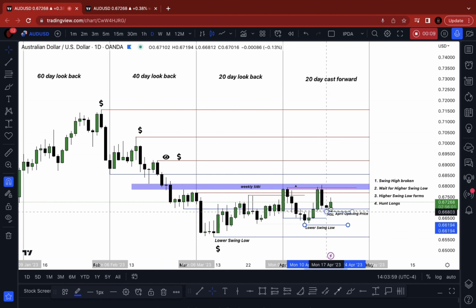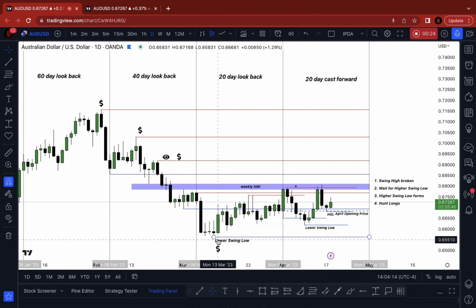As we can see, we have a higher swing low formation. So today takes out the previous daily high, doesn't take out the low, so it confirms this swing low formation. There's a higher low on the left and a higher low on the right. This is why it is a swing low. It is higher than this one here, and it's also higher than this one here.